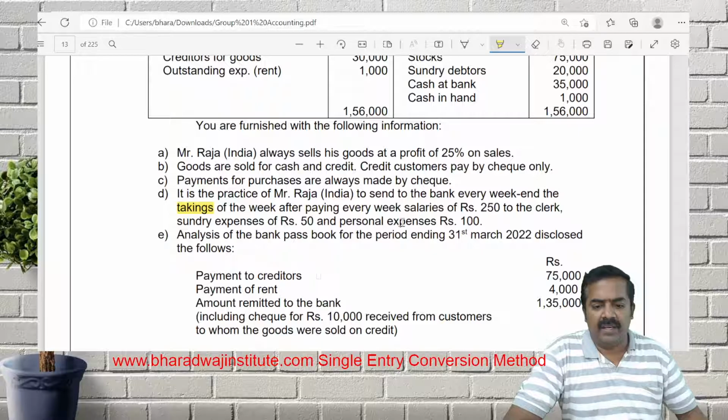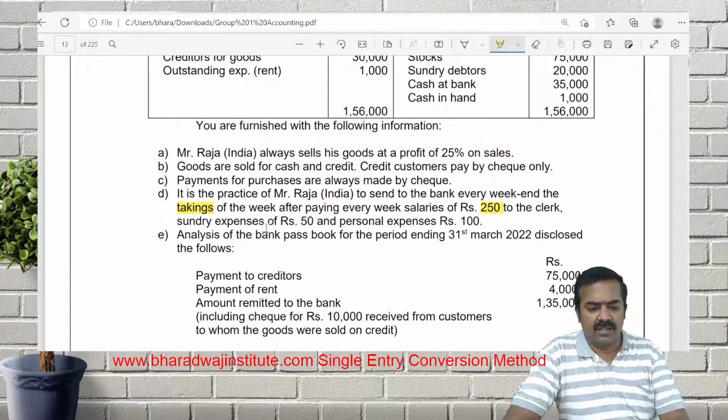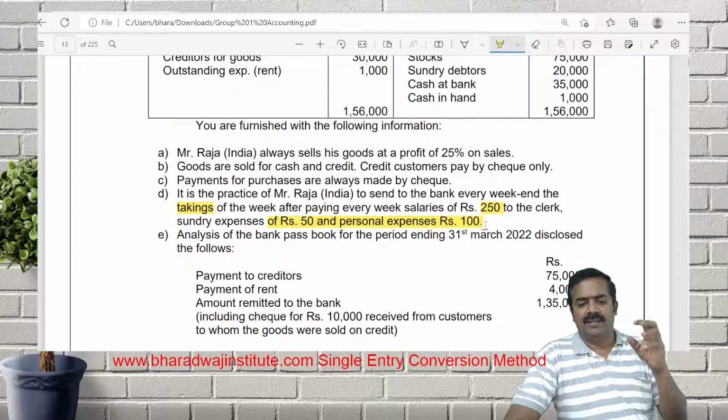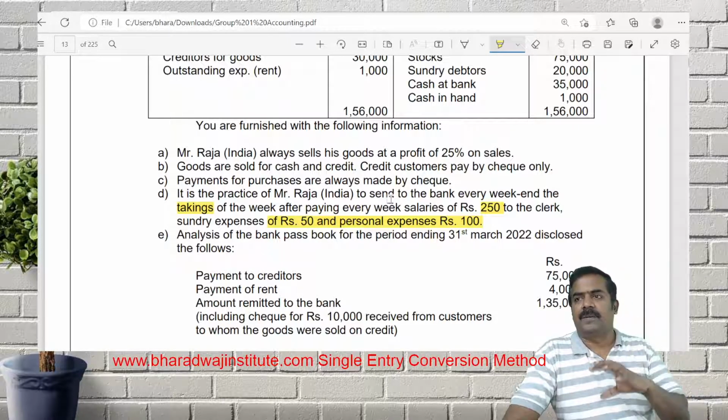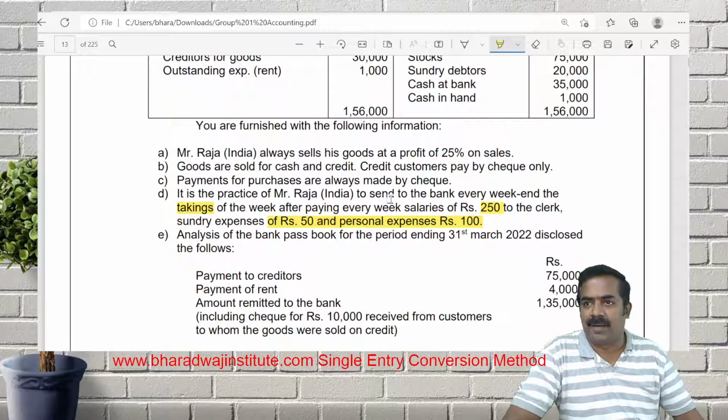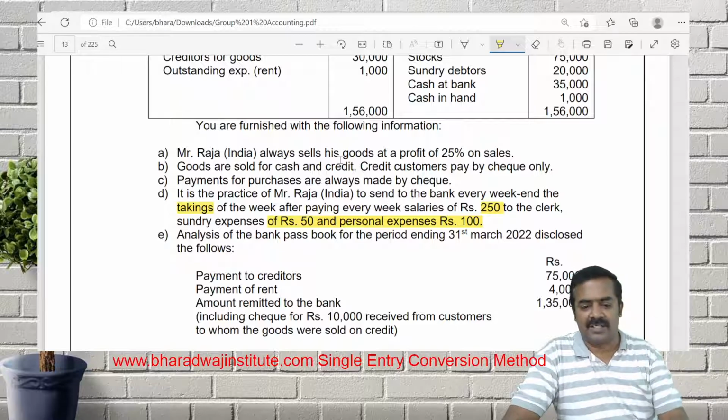Okay, after paying weekly salaries 250 to the clerk, sundry expenses 50 and petrol expenses what? 100. Simple. What does point D talk about? It is telling that you are depositing money in the bank after paying what? Weekly expenses. For example, you may sell the goods for cash. There is a cash sales.